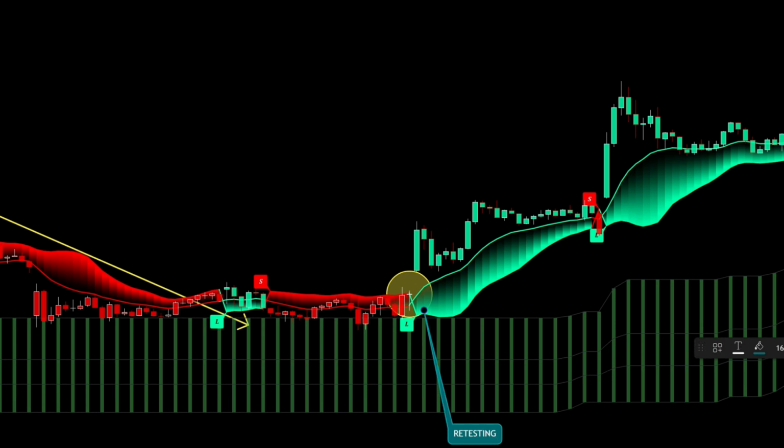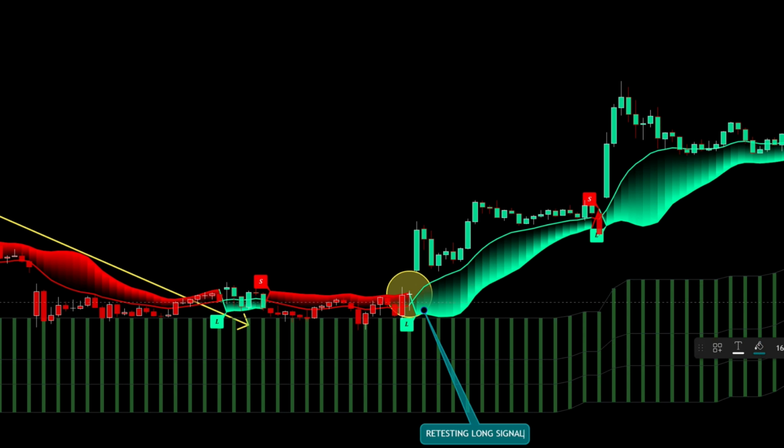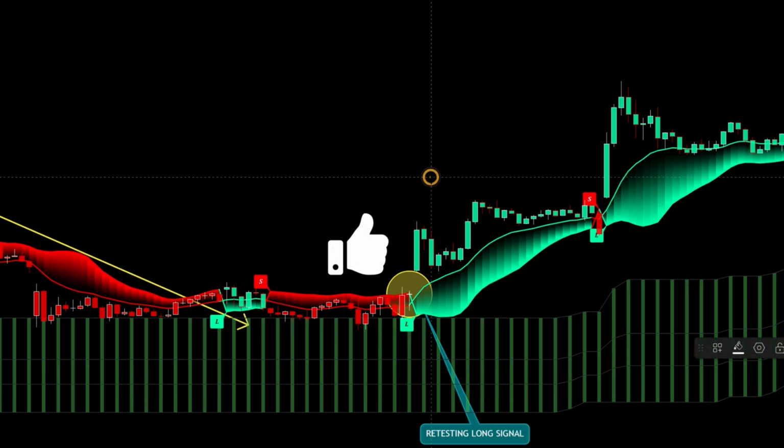That's your cue to enter at a better price aligned with momentum. Once you spot these setups constantly, trading becomes so much cleaner. Price pulls back, you get a fresh signal, and the market moves in your favor. You're no longer guessing, you're following a repeatable structure.